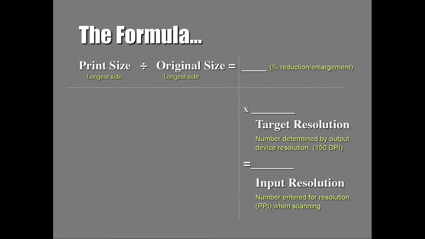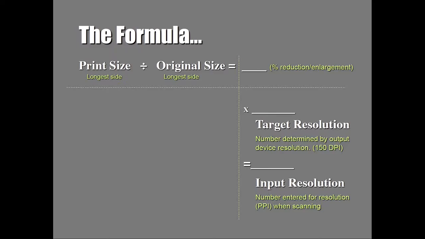The formula is this: print size divided by original size. And you'll notice both of those say longest side. So when you're measuring something, it tends to have a longer side. It's either taller or wider. You're going to measure always from the longest to the longest.